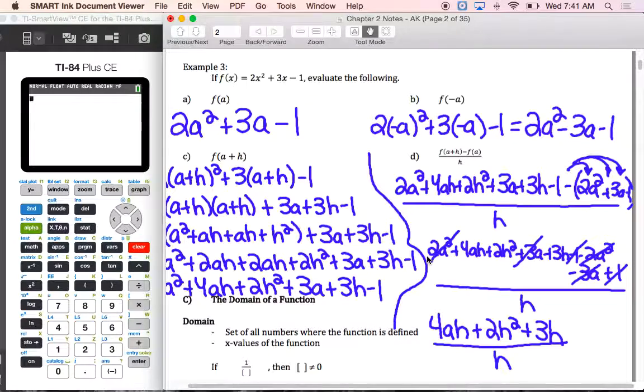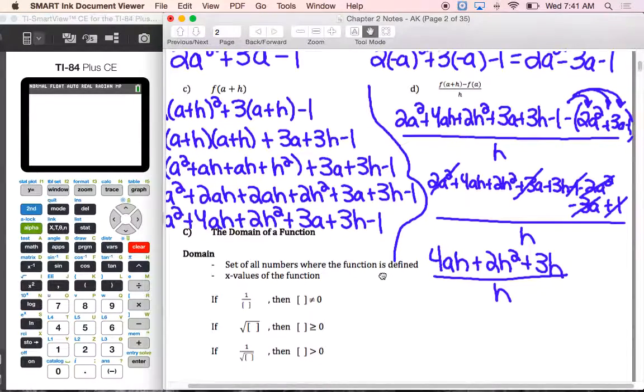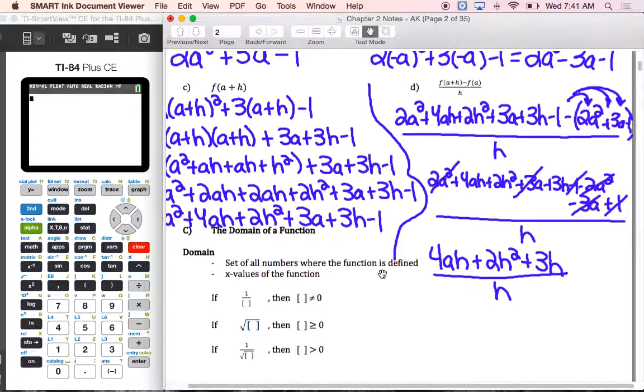The last thing we're going to do is simplify. So since each of those on top have at least one h, we can divide everything top and bottom by h. So for my final answer, it would be 4a plus 2h plus 3.